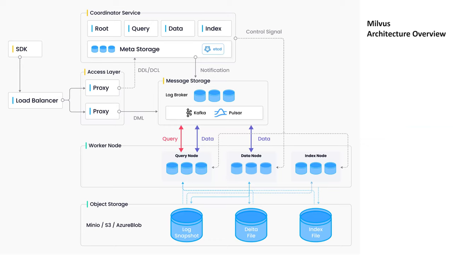So this is a very high-level architecture. And there are proxies here, which means if you want to scale, you can increase the query and data nodes as many as you really want. And then the user will only work through those proxies. You don't have to directly interact with any of the underlying nodes.